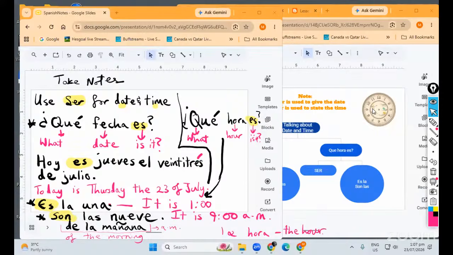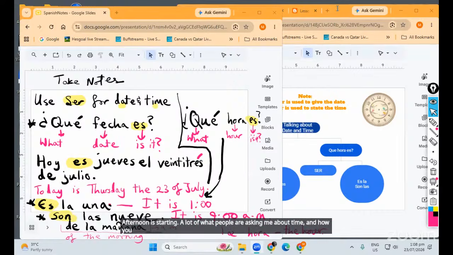No, we don't use día for morning, I don't think, right? Afternoon is tarde. A lot of what people are asking me about time and how you say things, all of that is in the vocab sheet. So when you go through the vocab sheet, you will see it, right?